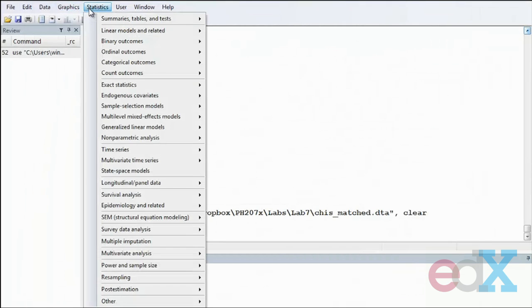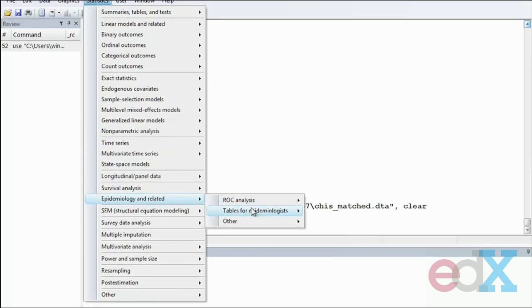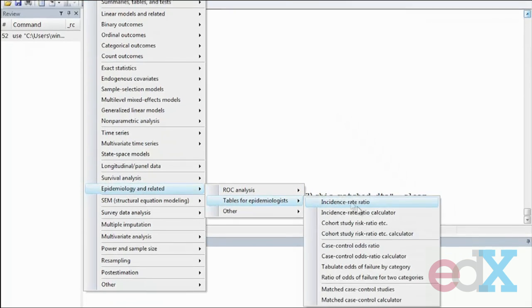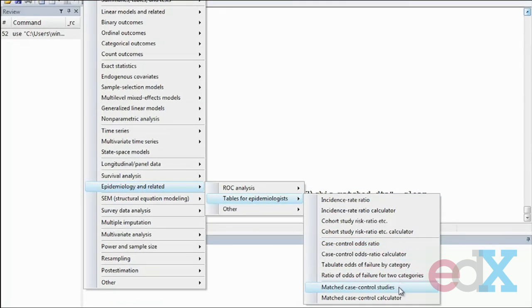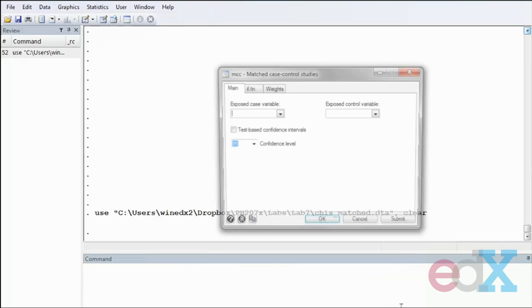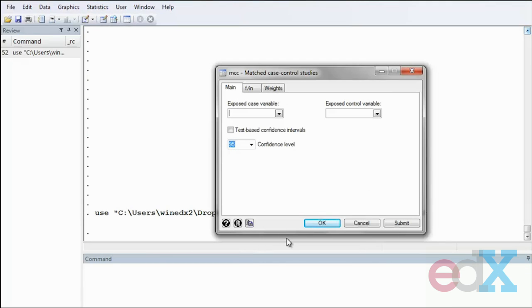Now to analyze matched data, we go Statistics, Epidemiology and related, Tables for epidemiologists, and then go all the way down to this Matched case-control studies. An important note here is this is unfortunate. In Stata, they call it matched case-control studies, but for McNemar's test, you don't have to have a case-control study, and this command will work even when you don't have a case-control study.